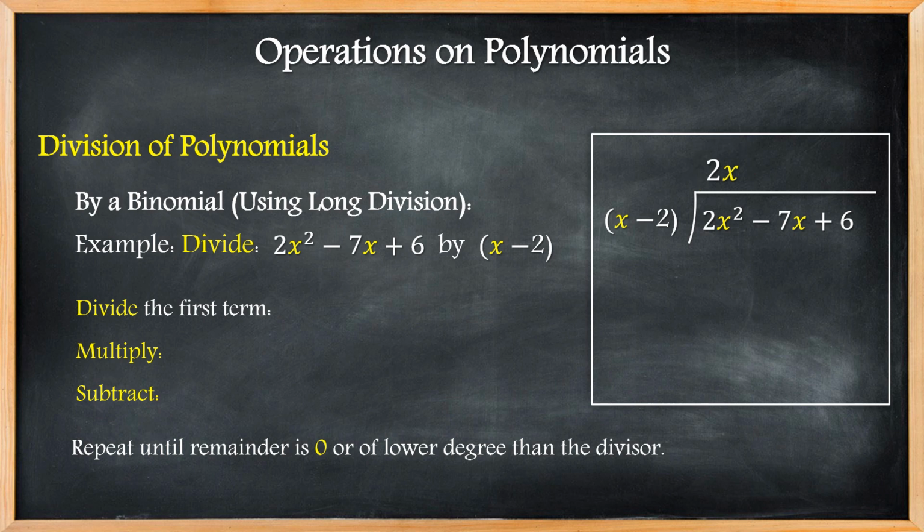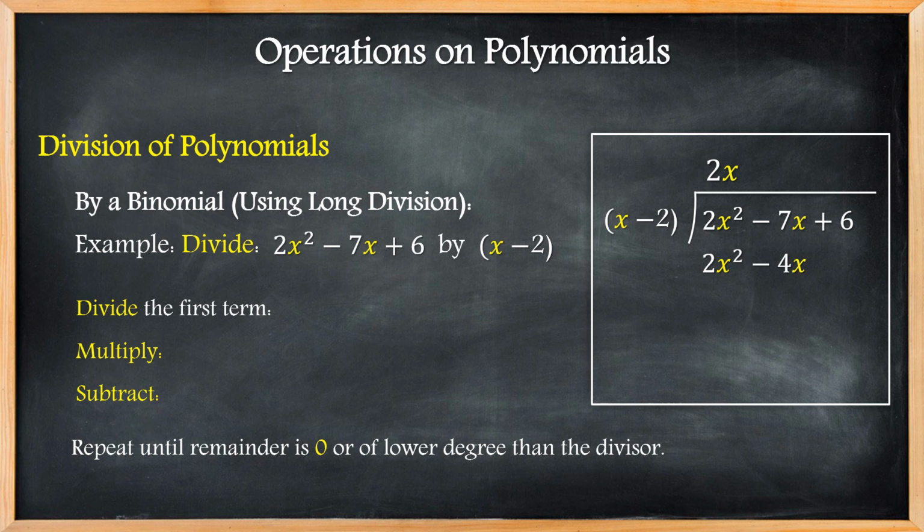Step 2. Multiply. Now we multiply the entire divisor, x minus 2, by the term we just found, 2x. 2x times x gives 2x squared. 2x times negative 2 gives negative 4x. So we get 2x squared minus 4x.